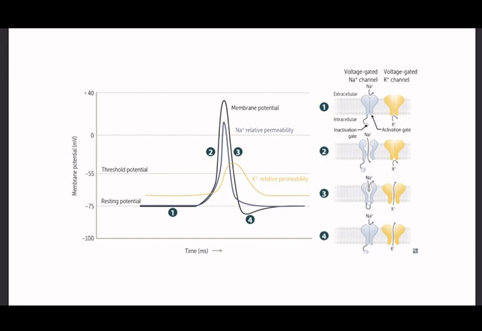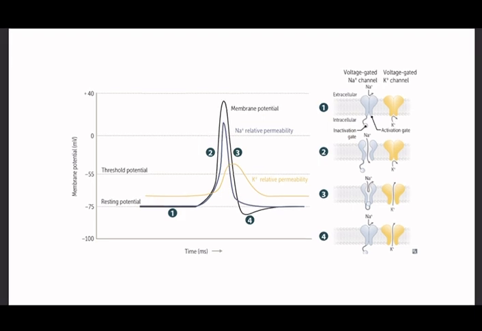So when we want to move to the third step, we need to actually open the potassium channels. For the potassium channels to open, first we need to reach around plus 30 as a membrane potential. Then we need to close the Na channels. So the Na channel is going to open with the activating gate. However, it's going to close by the inactivation gate.